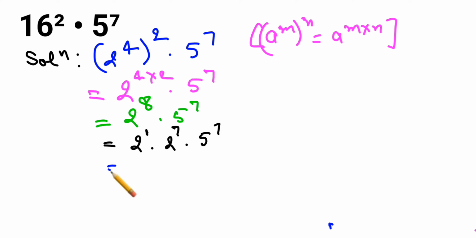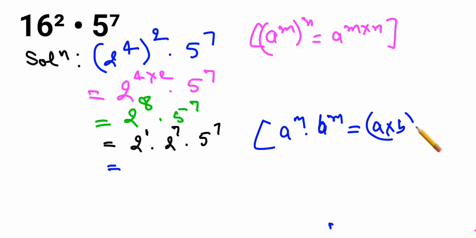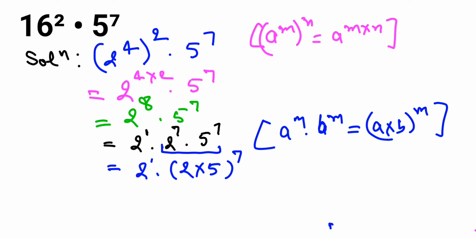Next we write, we can see 2 to the power 7 and 5 to the power 7. We know a to the power m into b to the power m, we can write as a into b to the power m. So we can write 2 to the power 7 and 5 to the power 7 as 2 to the power 1 into 2 into 5 to the power 7.